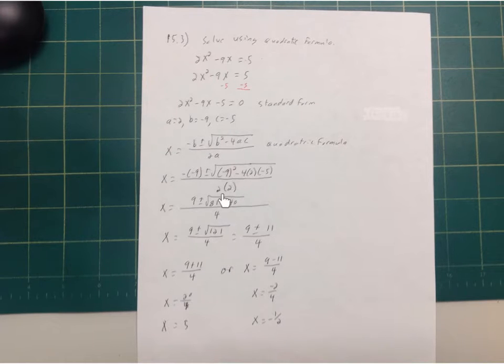That product will be plus 40, all over 4. So that sums to 121. The square root of 121 is 11. So you have 9 plus or minus 11 over 4. So I add 9 plus 11 over 4, and I get 20 over 4, or 5. And then I subtract 9 minus 11. That's negative 2 over 4, or negative 1/2.